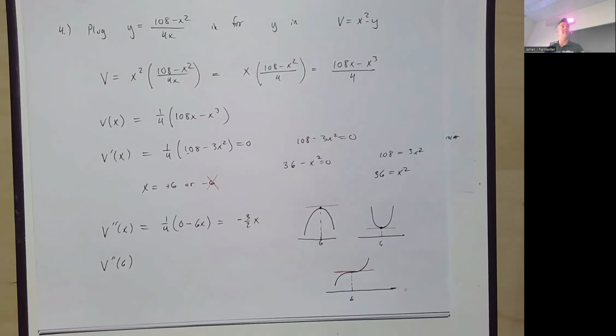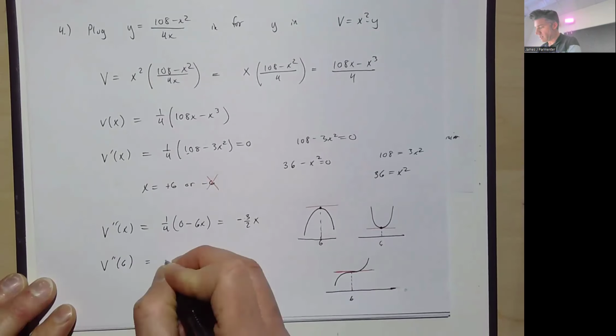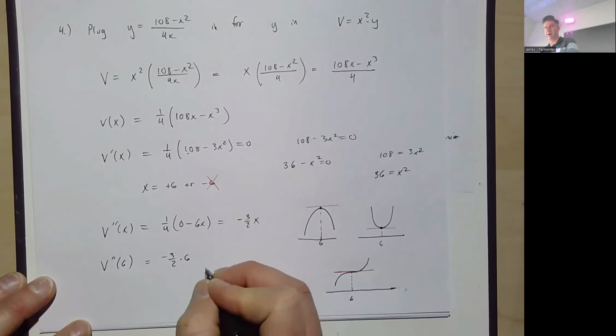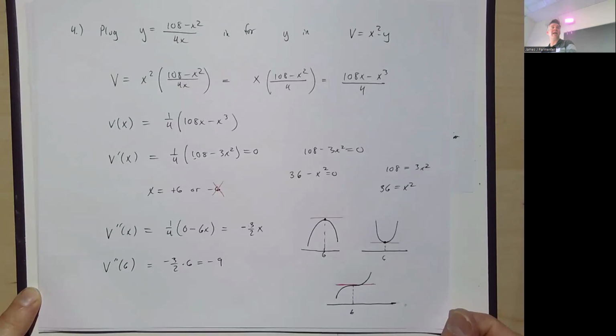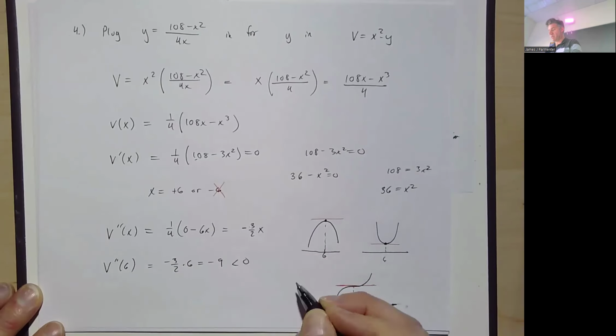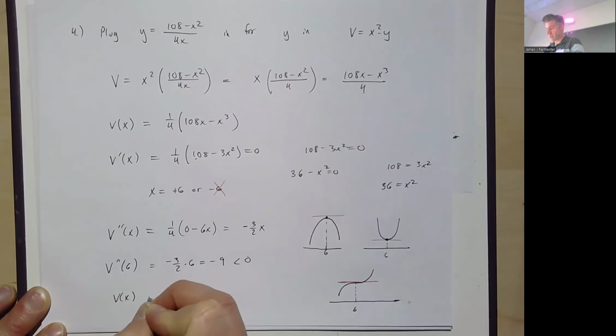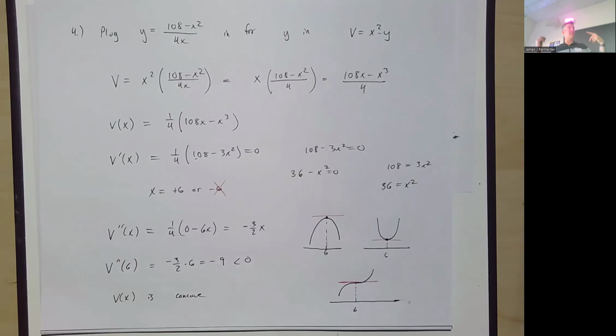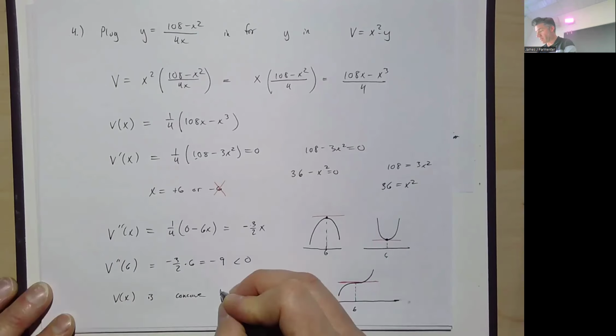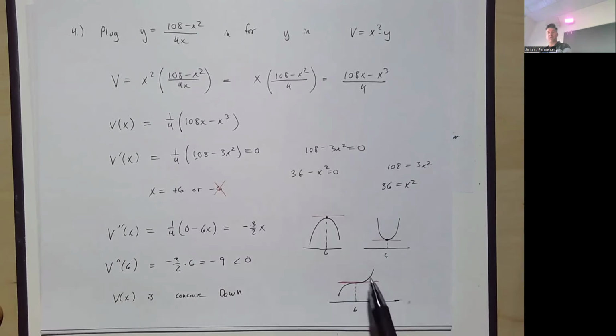But now check this out. If you plug in 6 to the second derivative, I'm going to get -3/2 times 6. And I don't really care that it's equal to -9. I just care that it's negative. So now, if the second derivative is negative, that means the function is concave which way? Actually down. So if the second derivative is negative, it's concave down. So if it's concave down, it's this picture here.